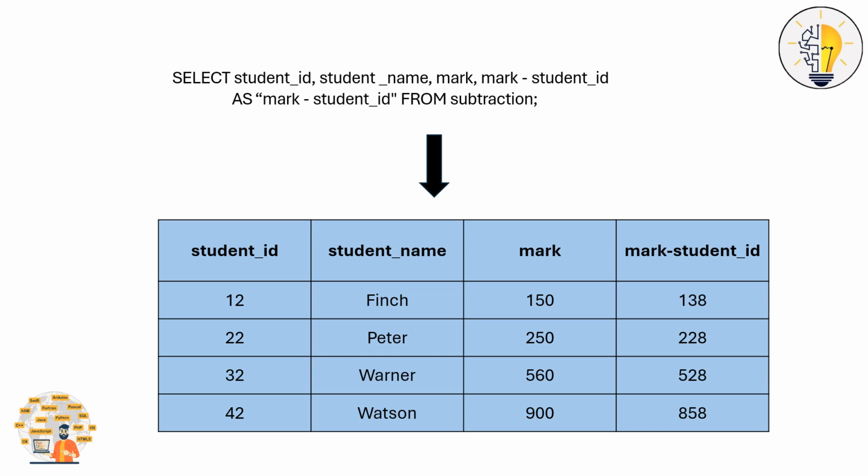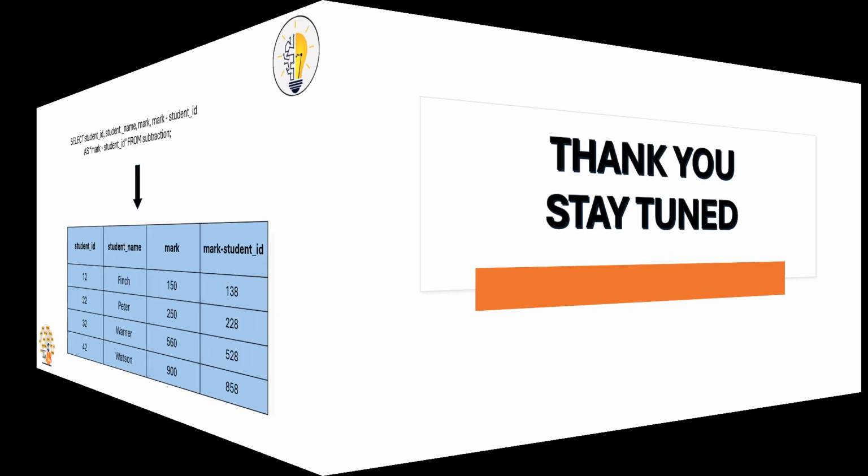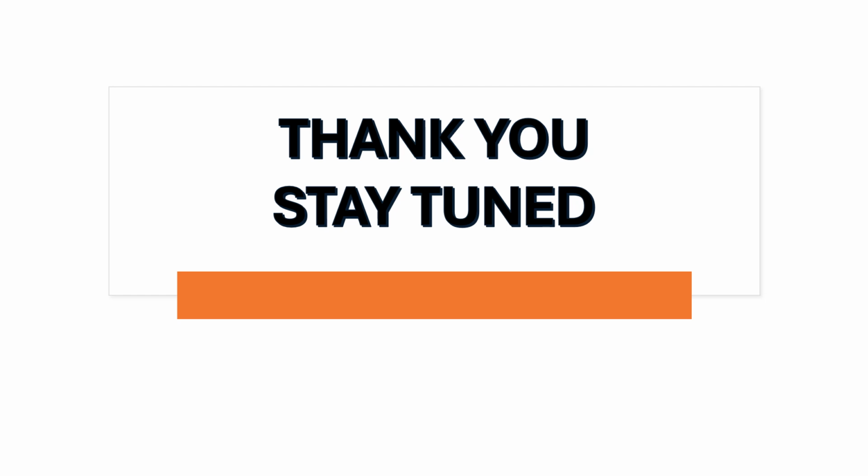So in this video we have seen how to write the syntax for subtraction and addition operations: subtraction with one column, addition with one column, subtraction with two columns and addition with two columns. Hope you have understood this concept. In the next video, we will be seeing multiplication and modulus operations in detail.